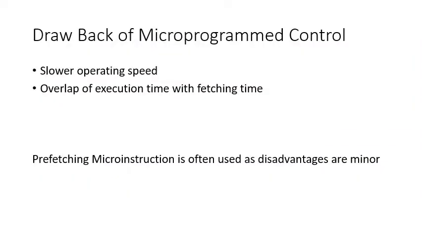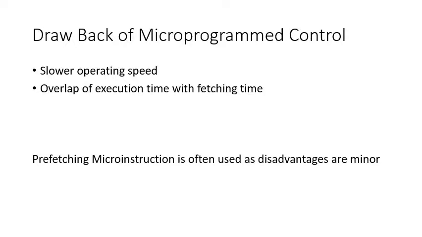One drawback of microprogrammed control is that it leads to a slower operating speed because of the time it takes to fetch microinstructions from the control store. Faster operation is achieved if the next microinstruction is prefetched while the current one is being executed. In this way, the execution time can be overlapped with the fetching time.